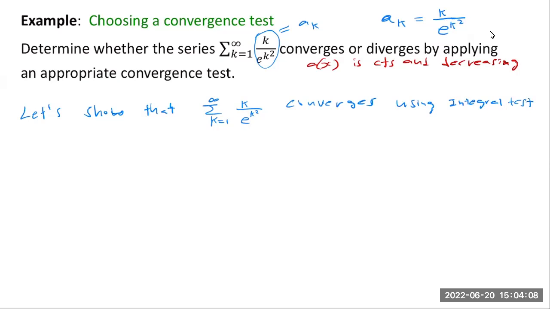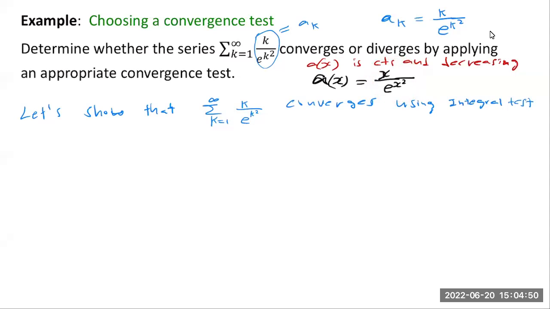I'm going to take my a(x) by replacing my k by x. So a(x) is going to be x over e to the power x squared. Let me write this a little bit clearly. That's my a(x). Notice that it's not hard to justify that this a(x) is a decreasing function.